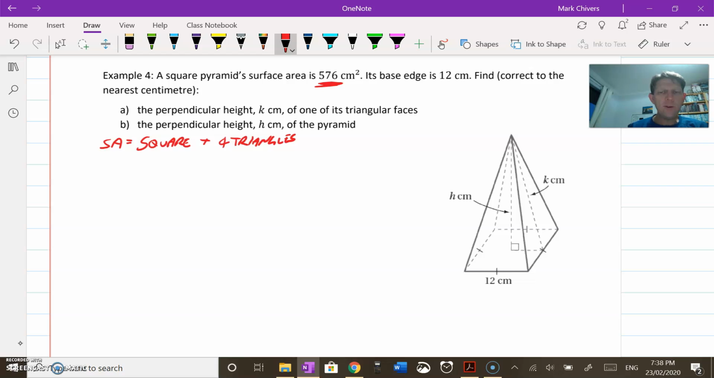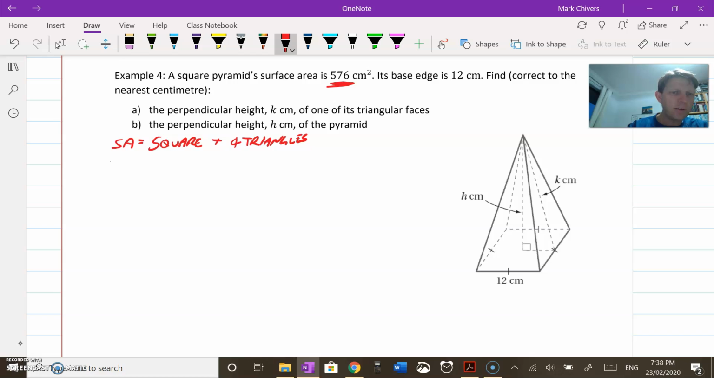So if we then substitute what we know into that, we know the surface area is 576, and we know that the square has an edge of 12 centimetres. So that means the area of the square is 12 squared, and 12 squared is 144. So that gives us the area of our square. Obviously, we don't know what the area of the triangles is. I'm going to use the capital T to represent triangles rather than writing triangles each time. Just a little bit of algebra going on here.